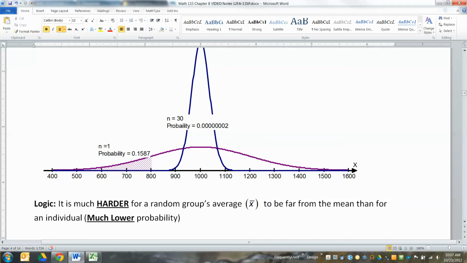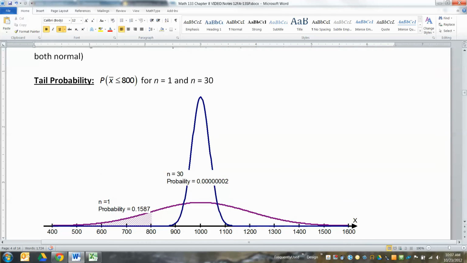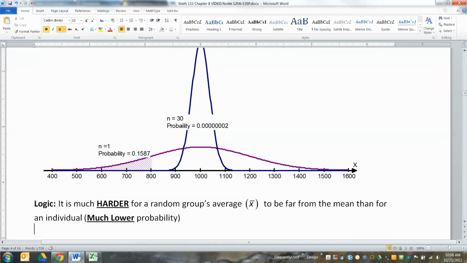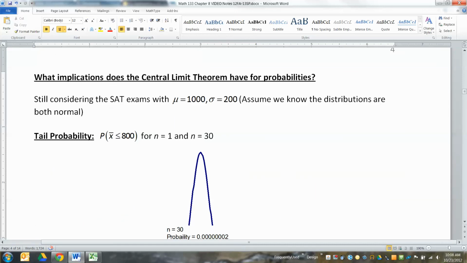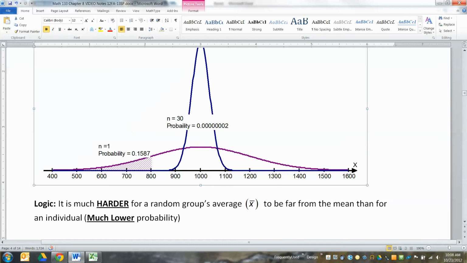And let's remind ourselves that we're talking about being one standard deviation away. 800 is one standard deviation away. That's not very far, right, for the individuals. But once you're talking about group averages, getting a whole group to have an average that low, that is very hard to do. Much lower probability. Okay. So tail probabilities, which is what I call being off in the tail, are going to be lower for group x bars, group averages, than they are for individuals.